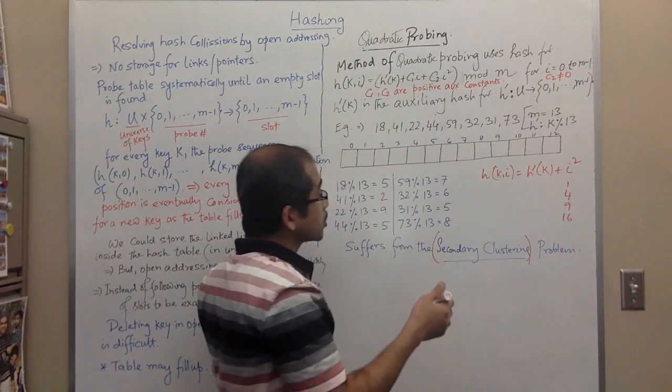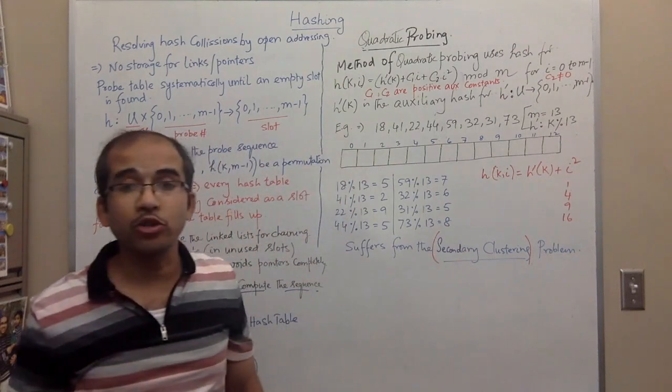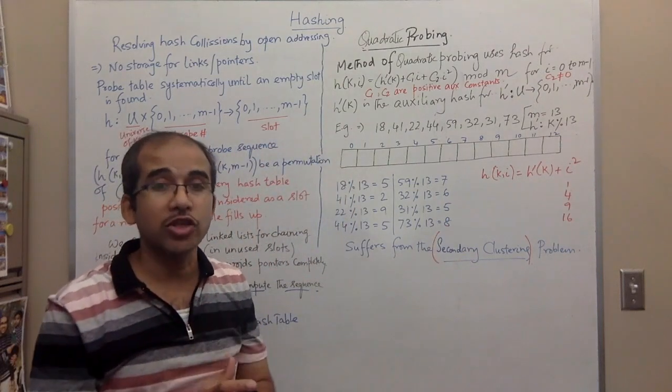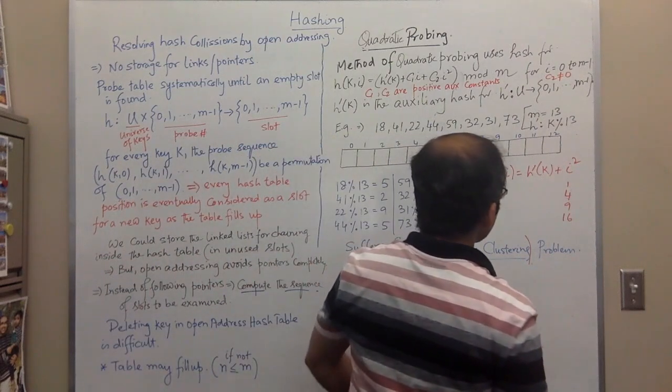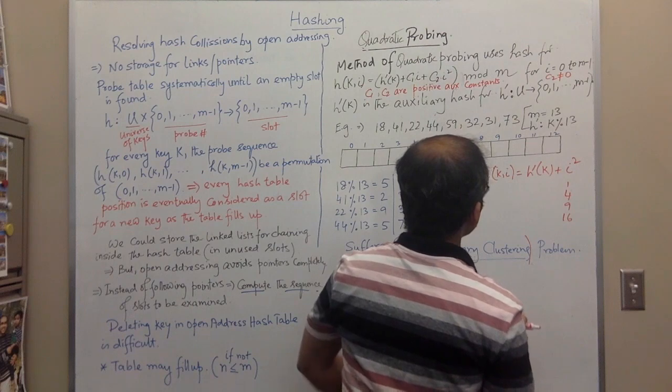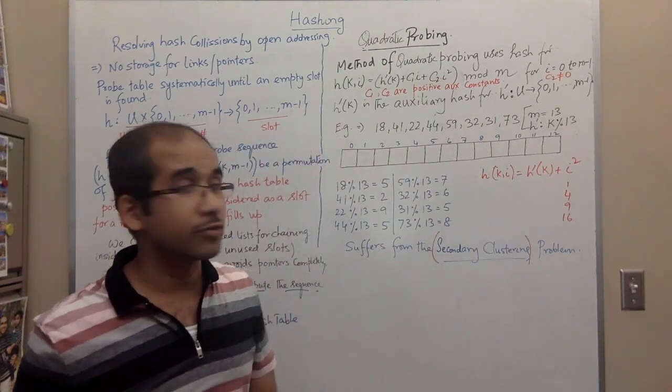But there is a problem. If two keys have the same initial position, suppose both of them hash into position 5, then the probing sequence will become the same for both of them.